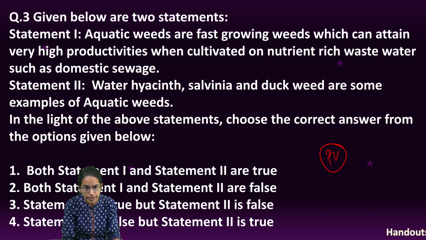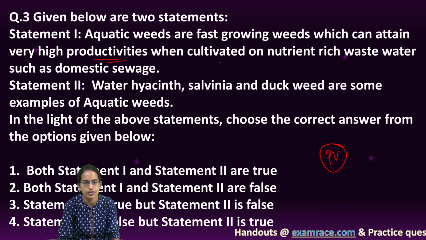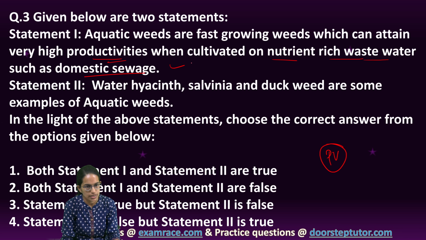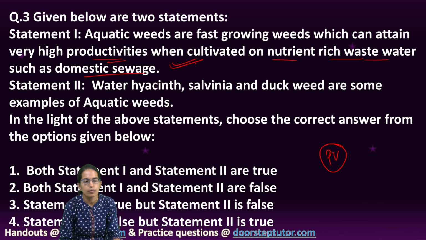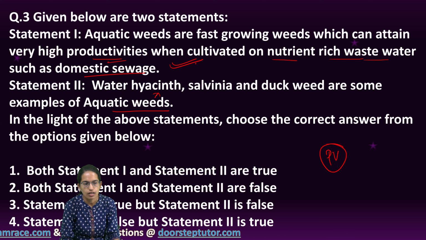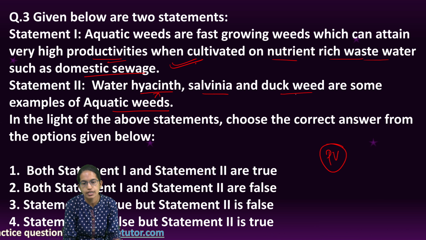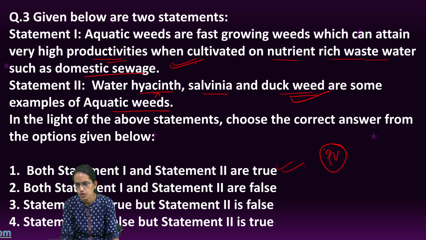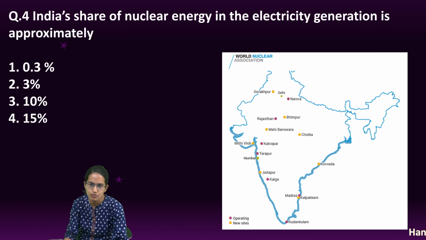Now aquatic weeds are fast growing weeds which can attain high productivity when cultivated on nutrient rich waterways such as domestic waste. Totally correct. Some examples of aquatic weeds are water hyacinth, salvinia and duckweed. Again correct. So both the statements are true here. Extremely important question, very direct question as well.